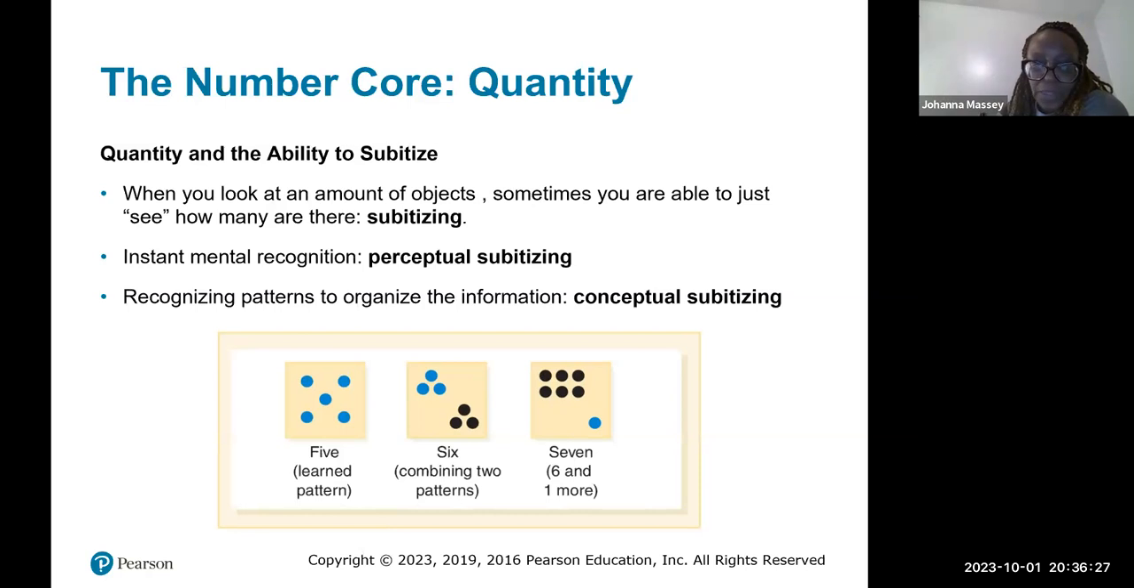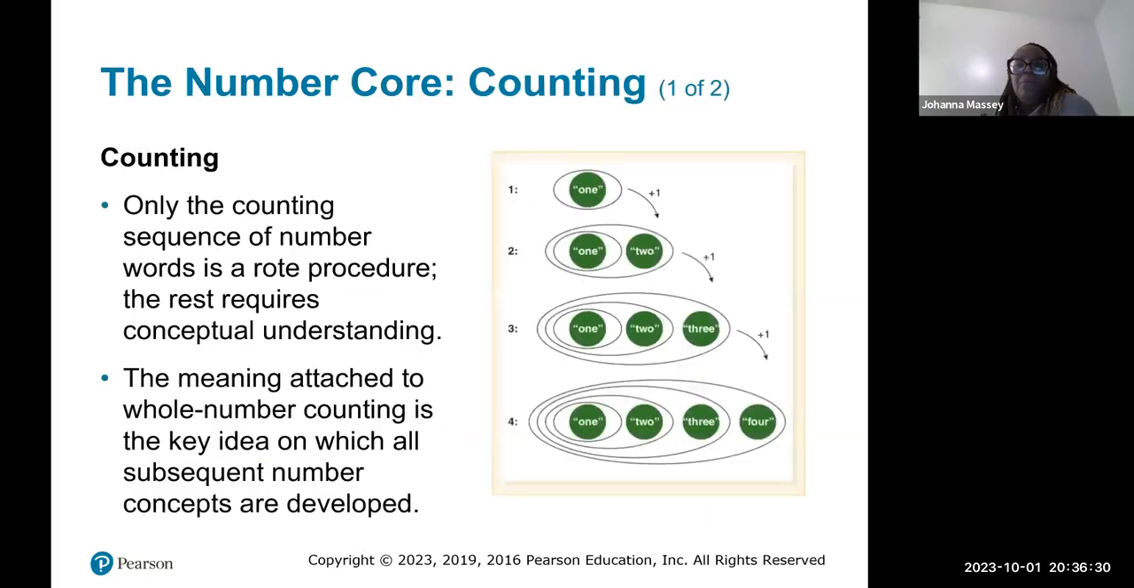Okay, let's go to the next one. Part of the number core is counting again. Counting, only the counting sequence of number words is a rote procedure. So remember the counting sequence: 1, 2, 3, 4, and 5. That's the only part that is rote. The rest requires conceptual understanding. Even if you're doing skip counting, you've got to have some conceptual understanding about that. Like, why am I skip counting? Why, instead of saying 2, 4, 6, 8, don't I say 2, 4, 5, 6, 8? Because it's conceptual.